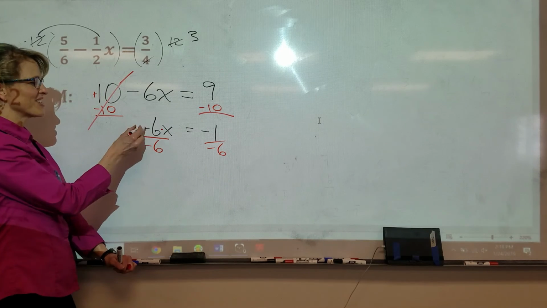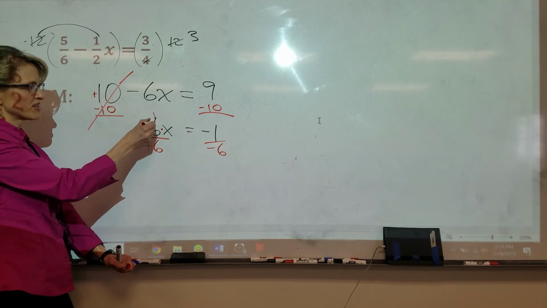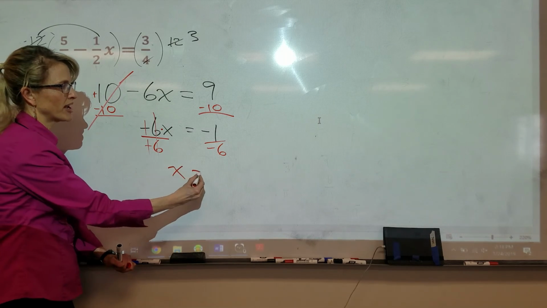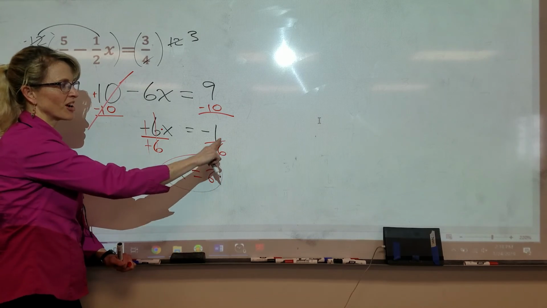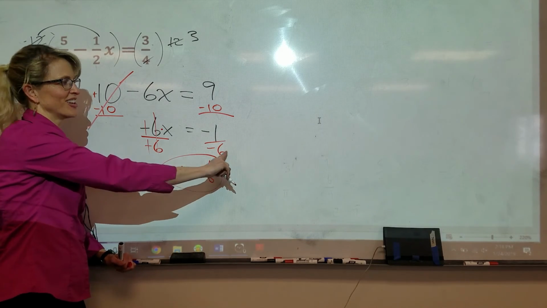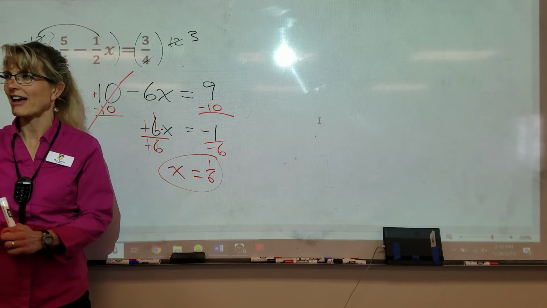Okay, good. The negatives turn positive, the 6's turn into 1. That gives me my x. Negatives turn positive, and my answer is 1/6. I saw a lot of people that got to here and they just put 6 as their answer. It's 1/6. Okay. How many of you got 1/6?